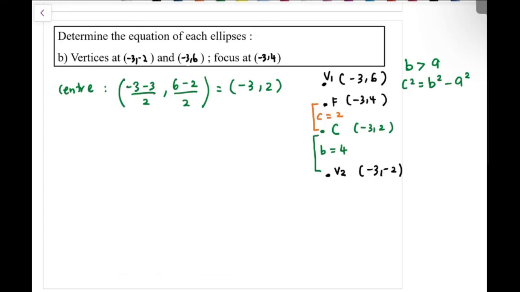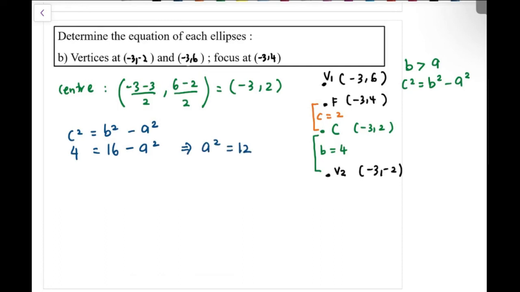So in order to find A, just simply substitute into our formula just now. C squared is basically B squared minus A squared. Why? Because now B is major, because the focus lies on the B axis. So C squared is 4. B squared is 16. And A squared is what we need to find. In this case, A squared is 12.